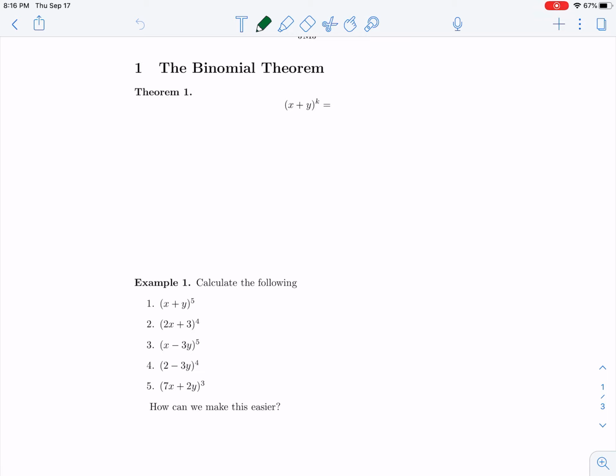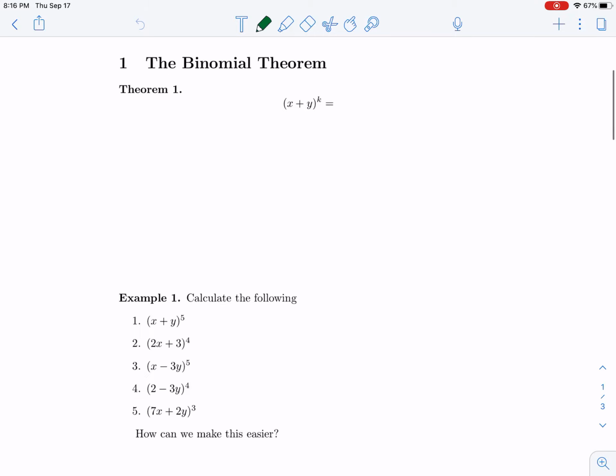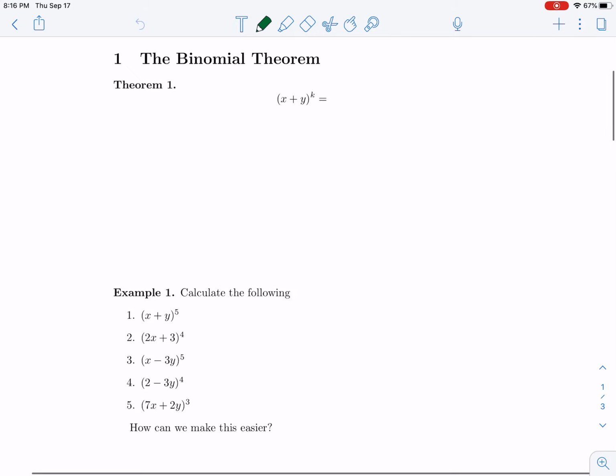All right, guys, welcome to async number 2 for statistics. We're going to pick off where we left off with the binomial theorem, and then we're going to go into a little bit of the study of permutations.